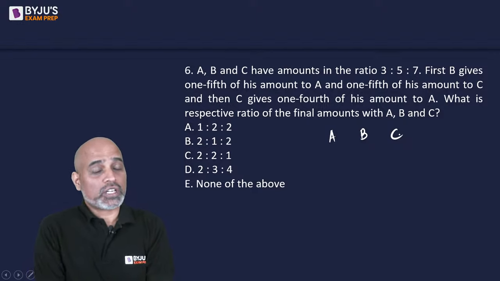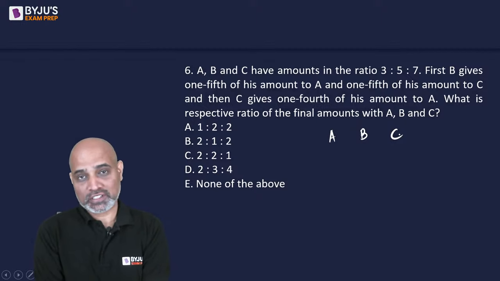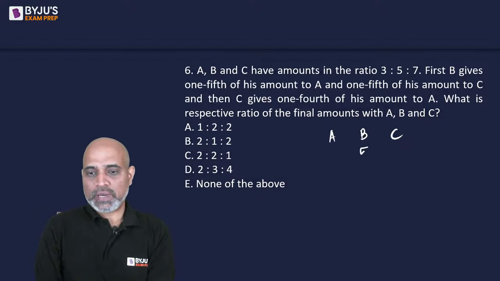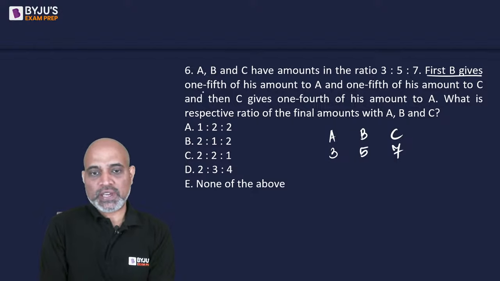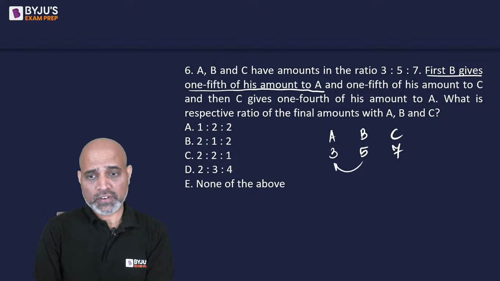देखो ऑप्शन से भी हो जाता बहुत आसानी से, ठीक है? But the thing is, we have 3 options which are alike, तो ये एक issue है. So B has 5, A has 3, and C has 7. First, B gives 1/5 of his amount to A. So 1/5 of 5 is 1. So B 1 इधर दे देता है.